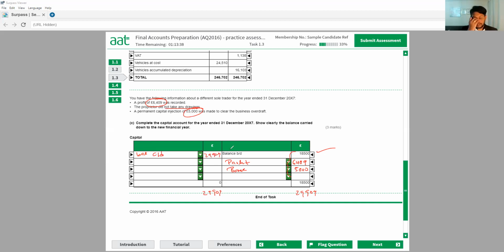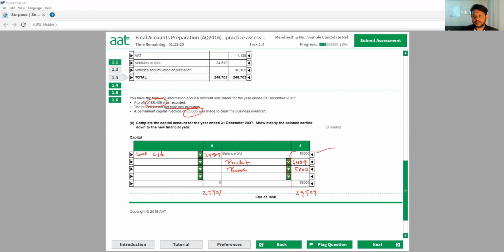29,909. That's it. So it's like a T account, how we used to do on our Level 2 for the capital. It's the same thing, nothing new here. All right, so any question from this one? Okay, then let's move to the next one.